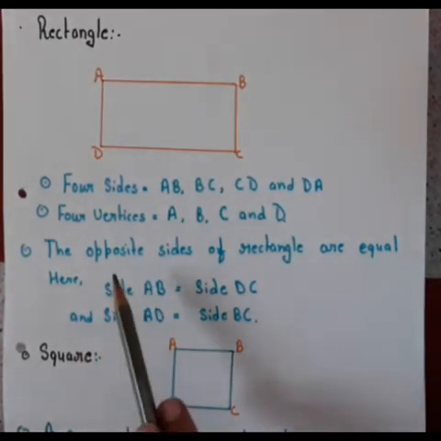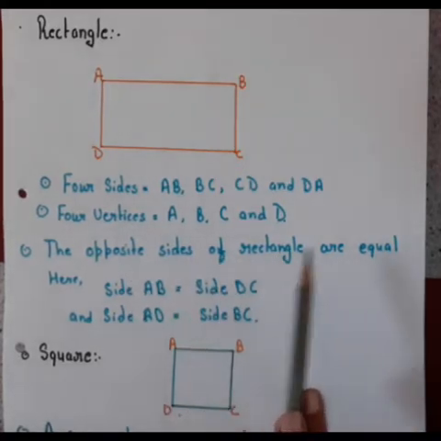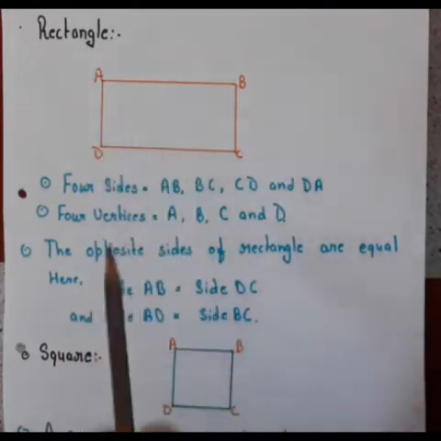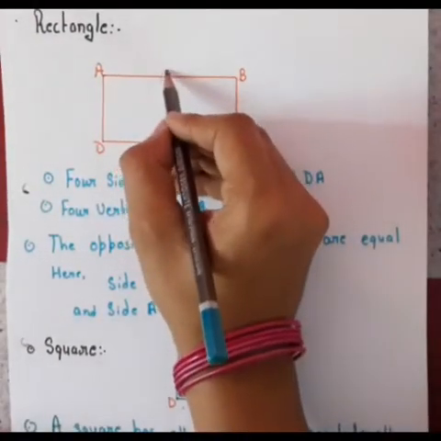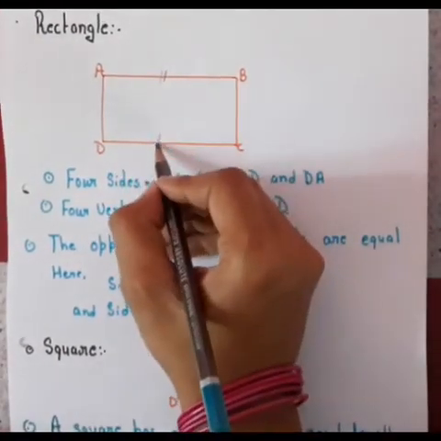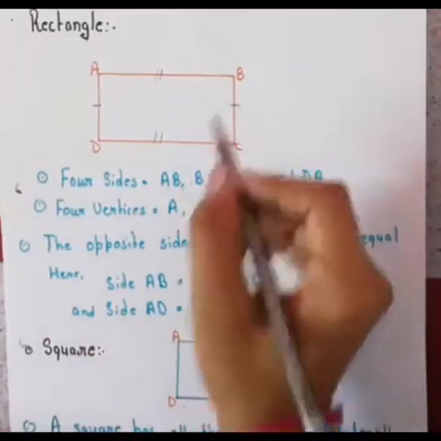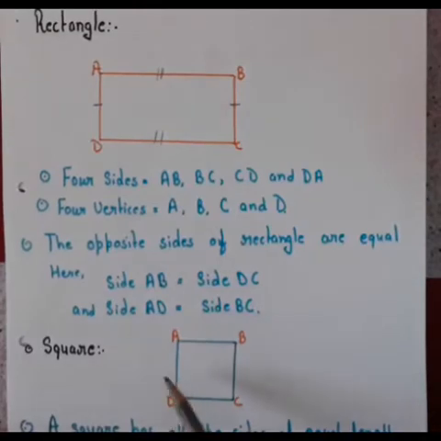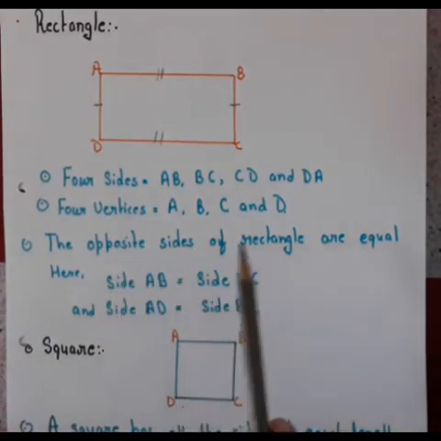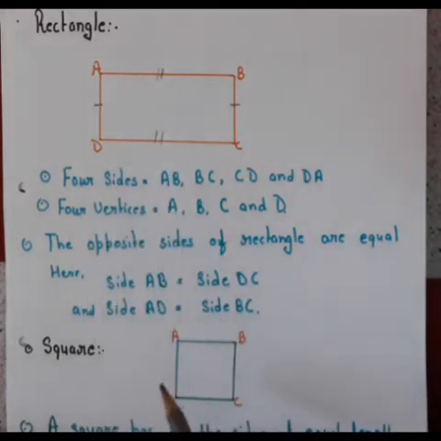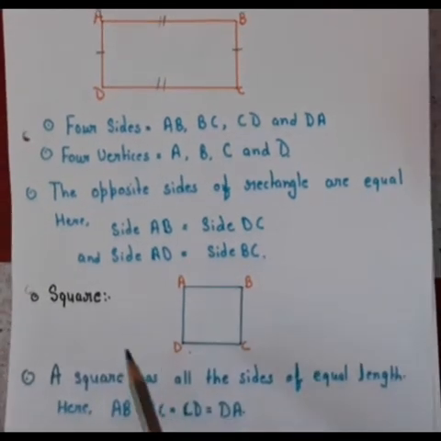The third point is that the opposite sides of a rectangle are equal. It means side AB is equal to side DC, and side AD is equal to side BC. So the opposite sides of a rectangle are equal. You can say that a quadrilateral in which the opposite sides are equal is known as a rectangle. Clear?